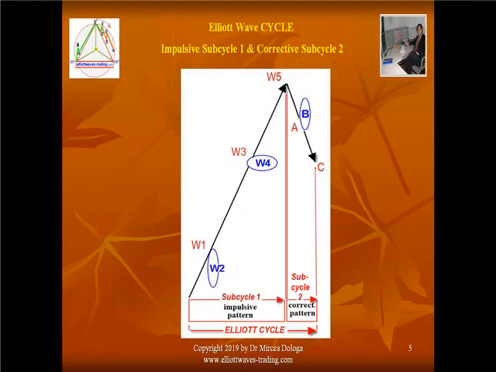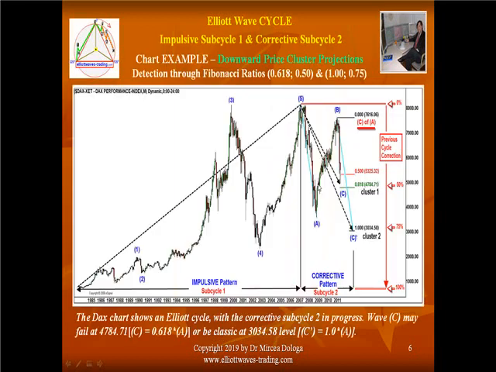Well, let's talk about impulsive cycles 1 and corrective cycles 2. In this drawing, we have a full Elliott cycle composed of a subcycle 1, meaning the impulsive pattern, and subcycle 2, meaning the corrective pattern. Usually we say that the impulsive pattern has 5 waves and the correction pattern has 3 waves.